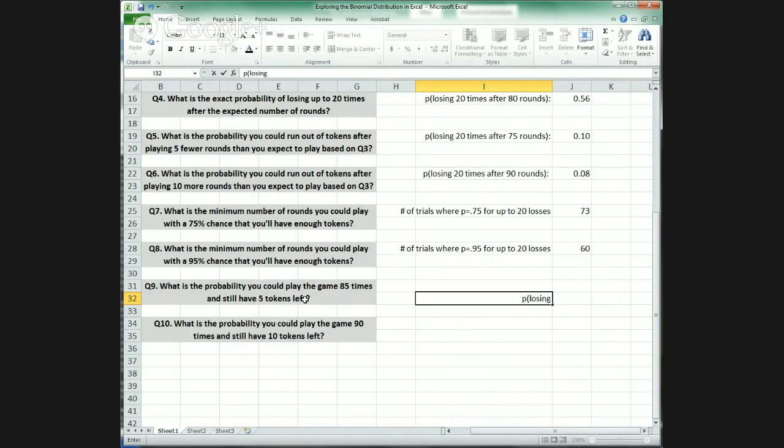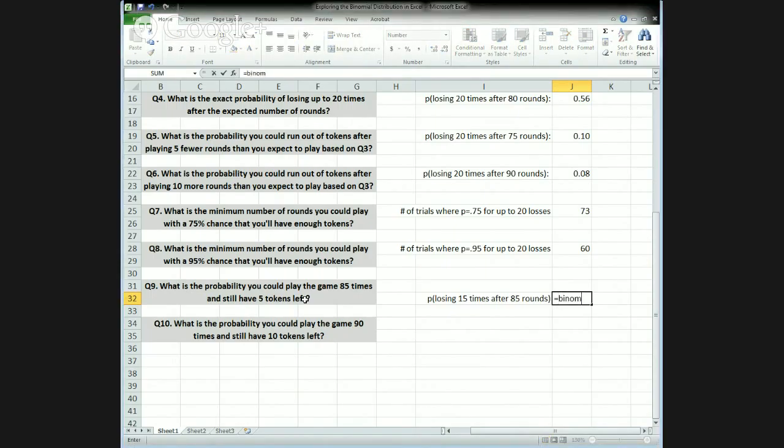The number of tokens we have is 20. We want to still have 5 left, so we're losing 15 times in this scenario after 85 rounds. Okay, and so we just do equals binomial distribution, and this time our number of losses is only 15.